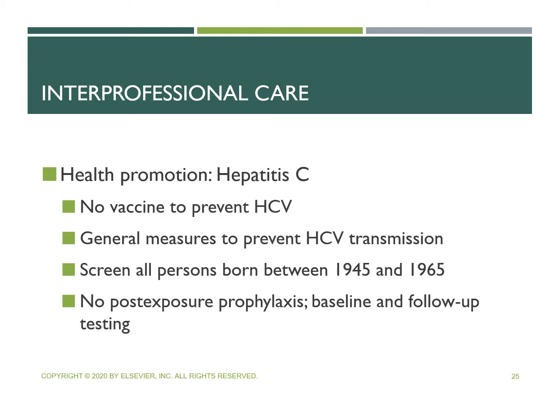The information regarding hepatitis C does continue to change. There were quite a few updates in this new version of the text compared to the last version. We are continuing to screen all persons born between 1945 and 1965, like I had mentioned before. There is not a vaccine currently to prevent hepatitis C, and there is no post-exposure prophylaxis. Baseline and follow-up testing is required. Infection control measures can help prevent spread of hepatitis C. Screening of all blood, organ, and tissue donors is also required.